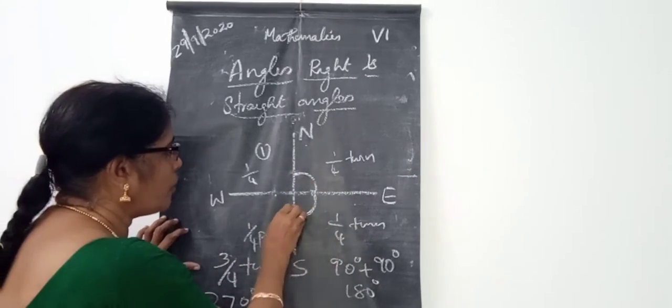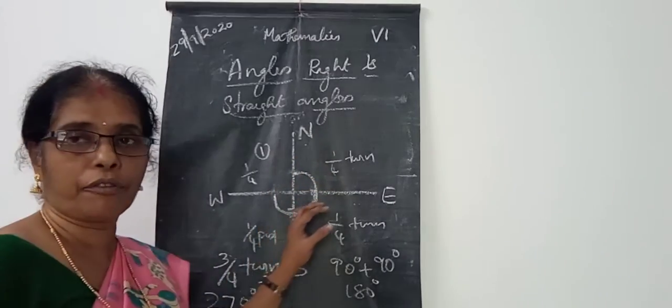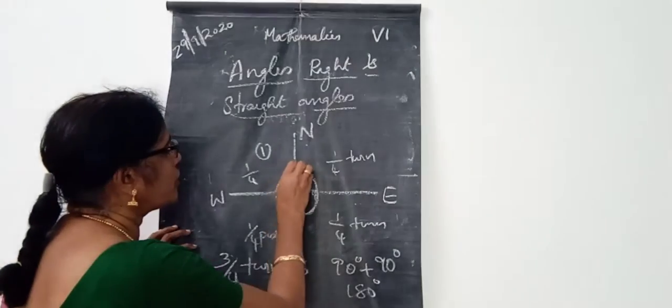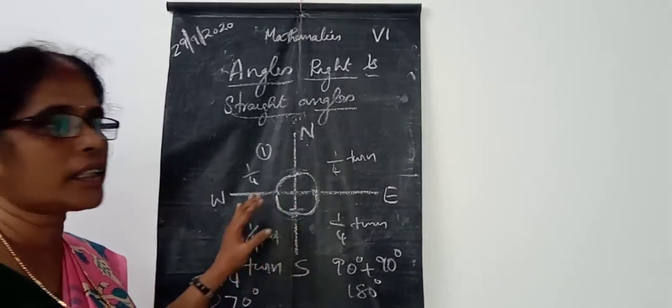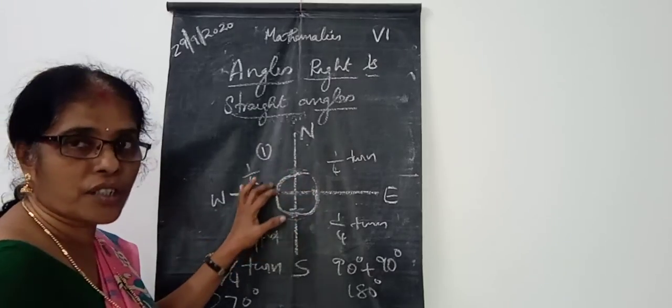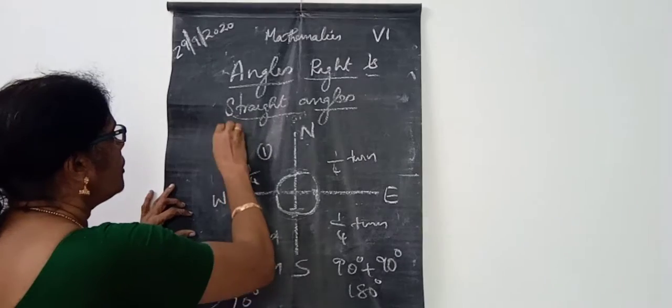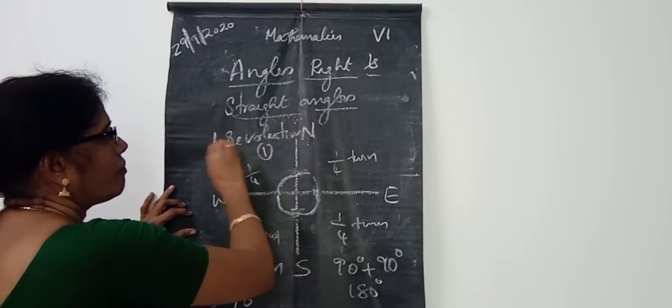And again one more 1/4 turn, that means north to west, is a 3/4 turn. Three right angles are already there. And again one more 1/4 turn, that is four 1/4 turns or four right angles, that is 360 degrees. A 360 degree angle is one revolution.